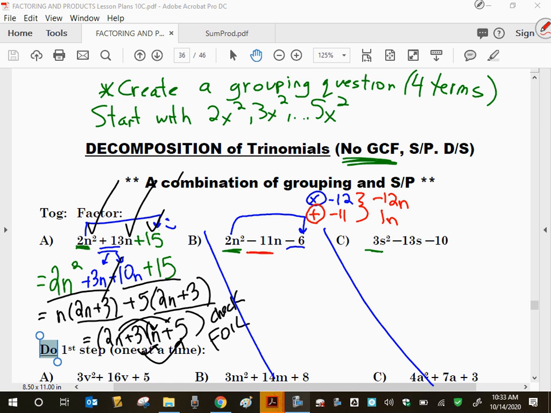Okay, everyone understands where the product comes from? 2 times -6, that's the only difference between our sum product quiz we just corrected.